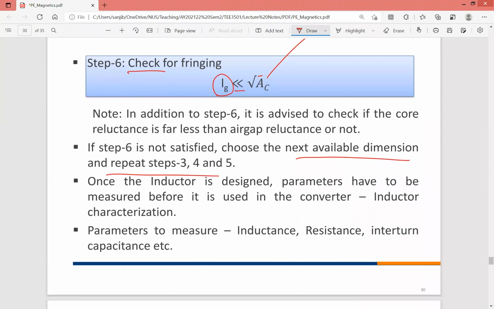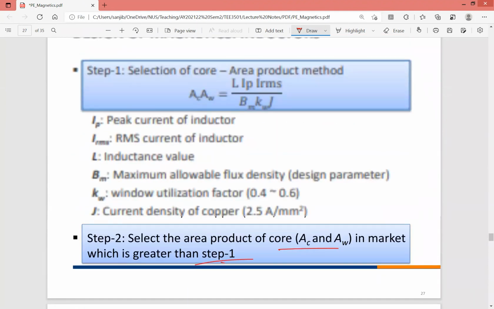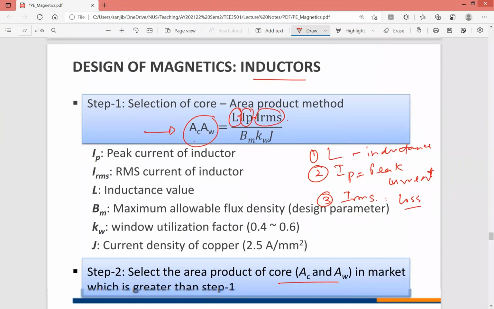So that's basically the final step of designing the inductor. Let's just quickly do a recap. Inductor calculation starts with a few things: the value of the inductance. Second is the peak current. For the different operations, we already know the peak value of the inductor current. Third, we know the RMS current. The peak current is related to the maximum flux density that is produced. RMS is related to the loss that the inductor will have. That's why we always need to know the peak value, RMS value, and average value. This is used in designing the inductor.